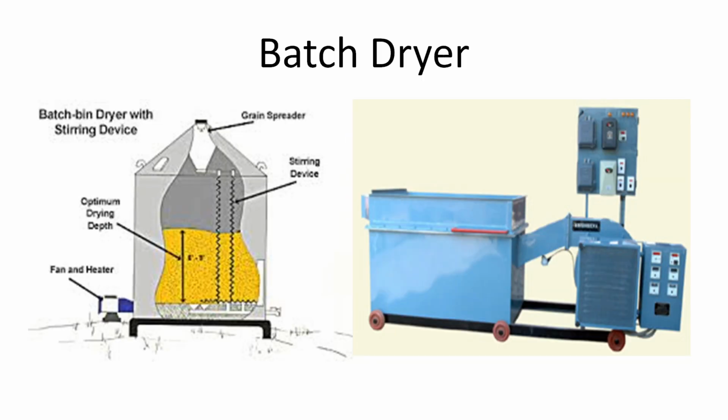Next one is the batch dryer. In this process the seed is placed in a usually round bin, and ambient or slightly heated air is blown through it by a fan. The maximum thickness of the seed layer in the bin depends on the initial moisture content of the seed, the type of seed, the air temperature and relative humidity, and the fan horsepower.